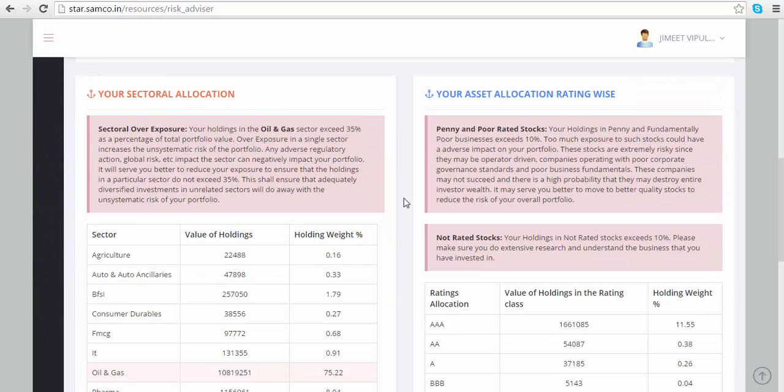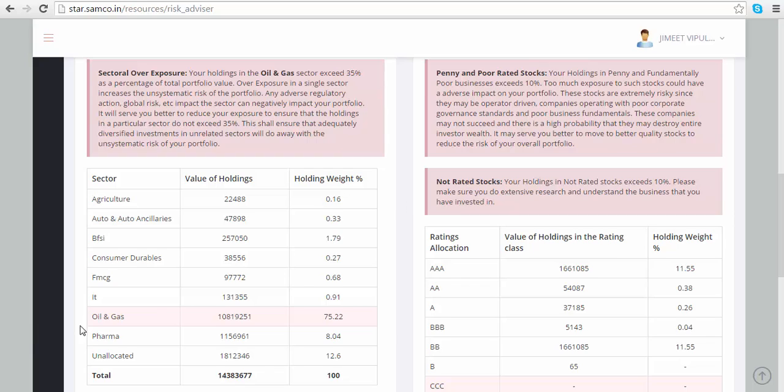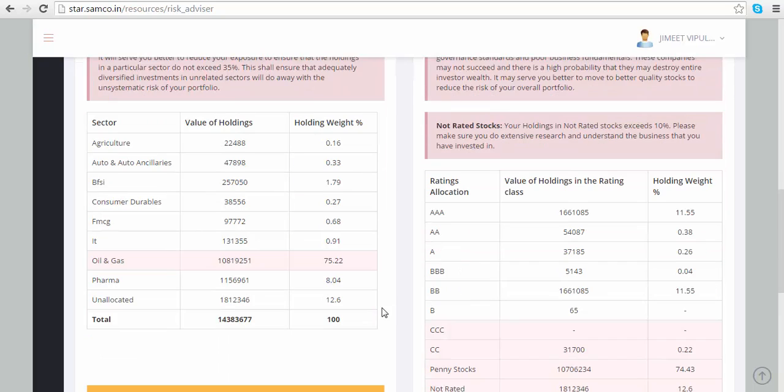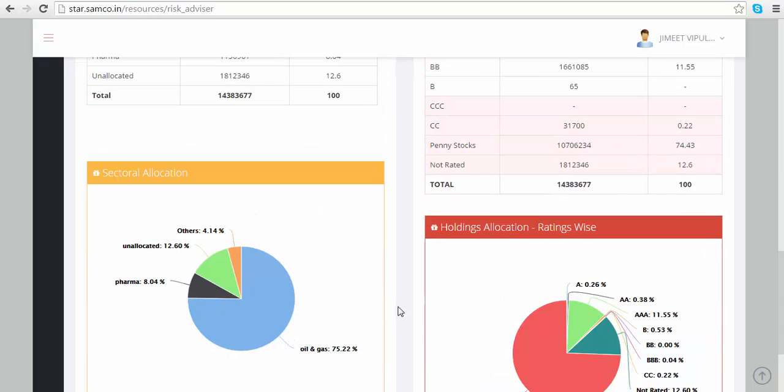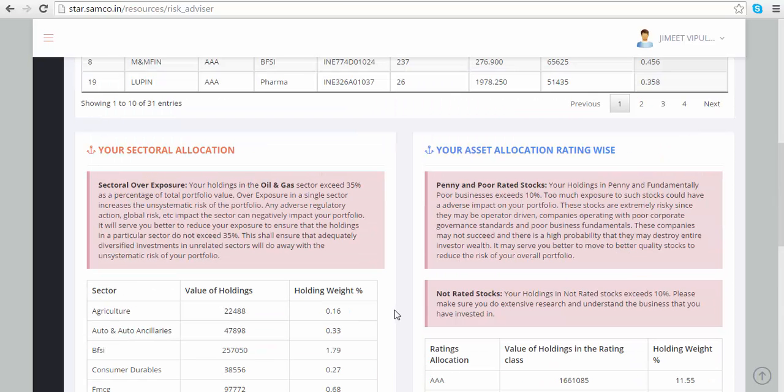Just the way single stock overexposure is not advisable, the same way sectoral overexposure is not advisable. So let's say this is a sample portfolio with oil and gas exposure of 75%. This means that the portfolio will be at the mercy of the oil and gas sector, and any adverse impact in crude prices will have a tremendous impact on the portfolio. Hence, it may serve well for every investor to limit their exposure in a particular sector to 35%. The Samco Risk Advisor raises a red flag for any sectoral exposure exceeding 35%.